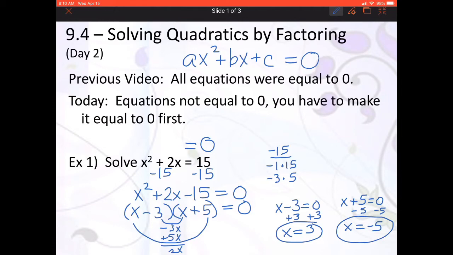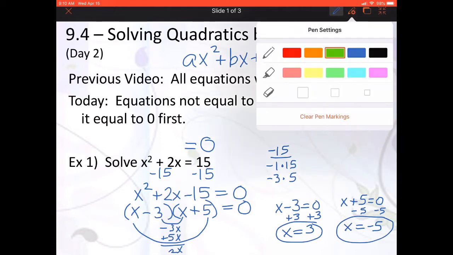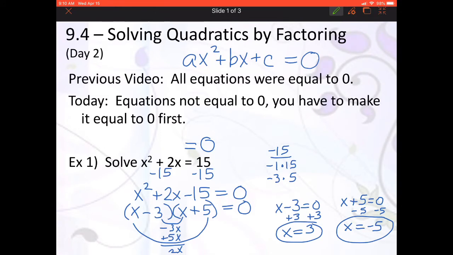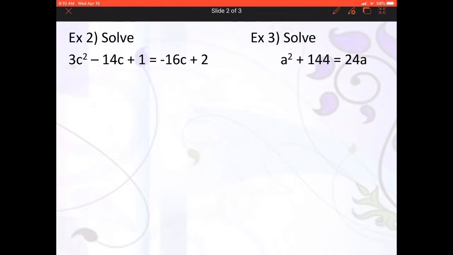And we can actually check our answers by substituting them in for the x's and see if they work. So in our equation, if I check 3, if I put in 3 squared plus 2 times 3, and I check to make sure it equals 15, well, let's see, 3 squared is 9, plus 2 times 3 is 6, so 9 plus 6 is 15, it works. I could try putting in negative 5 squared plus 2 times negative 5, and check to see if that equals 15. So negative 5 squared is 25, 2 times negative 5 is negative 10, so 25 minus 10 is 15, and it works.